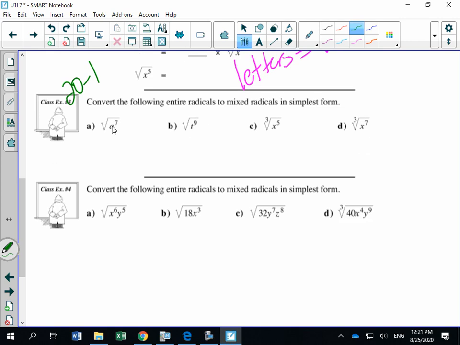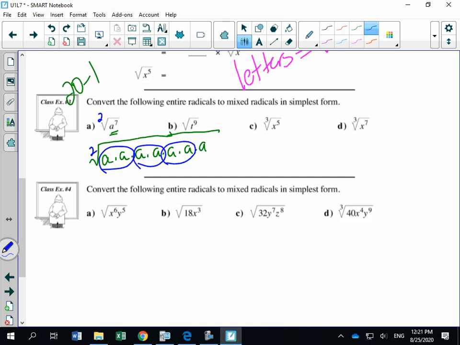Okay, let's do this. A to the power of 7. That is the letter A 7 times: 1, 2, 3, 4, 5, 6, 7. Then you say, well, what's my invisible index? Well, it was a 2. What does that index tell you to circle? Well, it tells you to circle pairs. Every pair, how many A's are going to come out? Only ever one. What's remaining must stay under the radical sign.